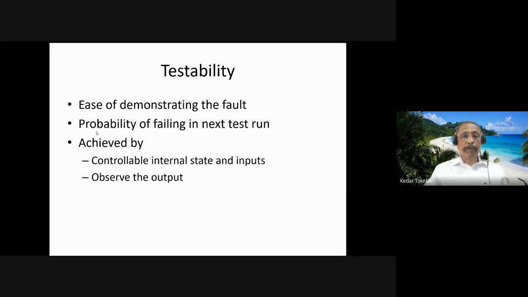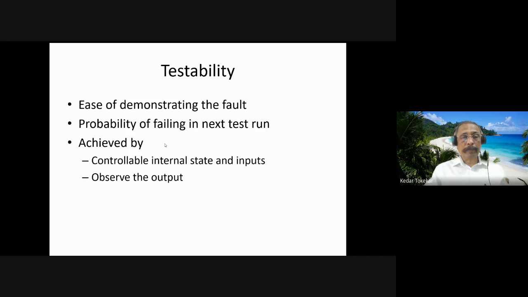The measure can be the probability of failing in the next test run. The first time, it's very difficult to understand this. It should have a very high probability of failing in the next test run. What does that mean? If you apply tests, the test which will detect the failure, the system must fail in that, because it's a test run. If the system doesn't fail in that test run and fails in the production environment, it's a loss to you, of course, and to the customer also.